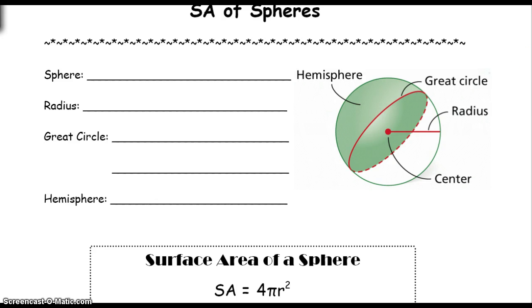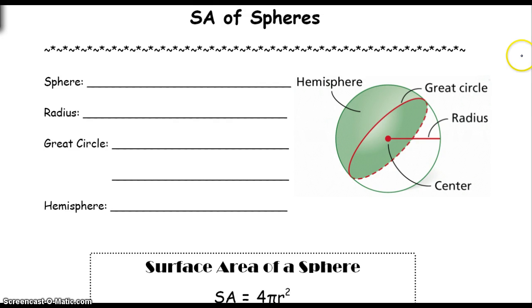All right, let's do some surface area of some spheres. First, let's talk about what is a sphere? Well, my definition is it looks like a ball, right? It looks like the earth. I am sure that is not the mathematical definition, but in my class, that's what I need you to know. It's curved, it looks like a ball.